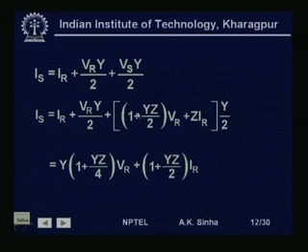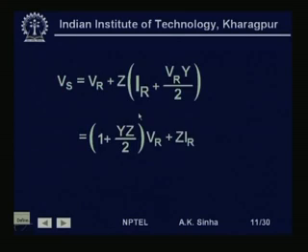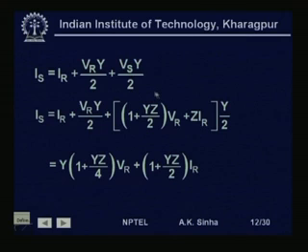Vs. We are writing the relationship for Vs from the previous equation. Here Vs is equal to (1 plus Yz by 2) into Vr plus Zir. So, substituting this value for Vs, we are putting it here. So, Vs into Y by 2 we write here. So, this is (1 plus Yz by 2) Vr plus Z Ir for Vs into Y by 2. Now, again rearranging it, we will get this as Y into (1 plus Yz by 4) into Vr plus (1 plus Yz by 2) into Ir. This is the relationship for the current Is in terms of Vr and Ir.